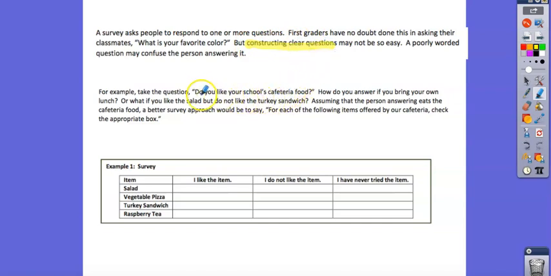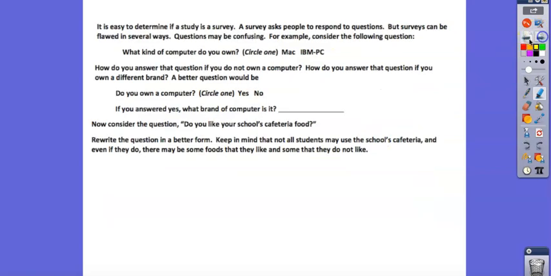For example, do you like your school's cafeteria food? Well, what if you bring your own lunch? What if you like salad but do not like the turkey sandwich? Okay, or you might want to do something like this, which is for each of the following items offered by our cafeteria, check the appropriate box. Oh, well, I like this item, I do not like this item, or I have never tried the item. Because I bring my own lunch. So you want to be really careful in how you do the questions and how you ask them.